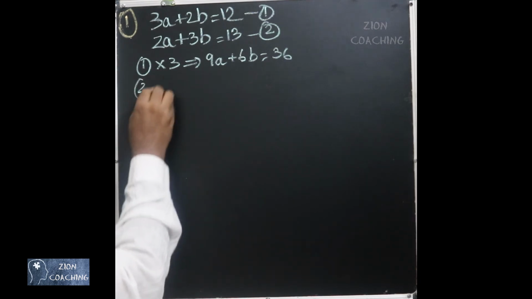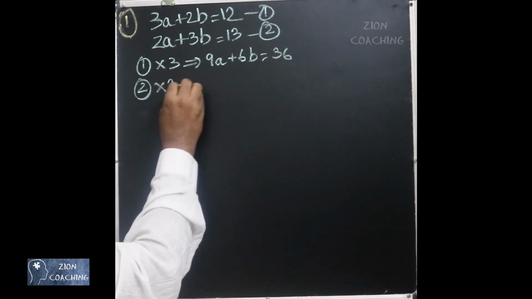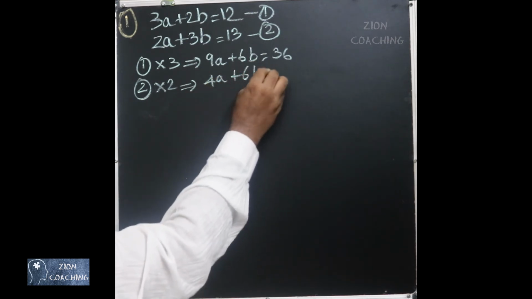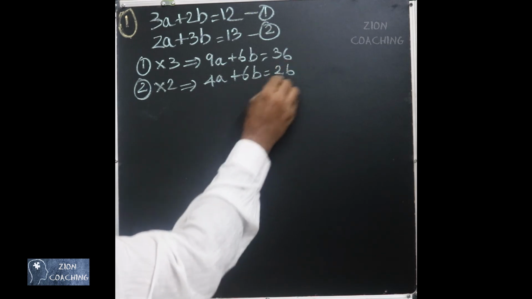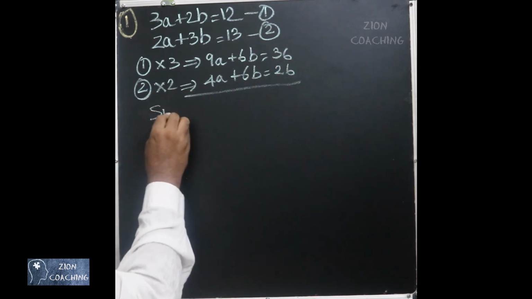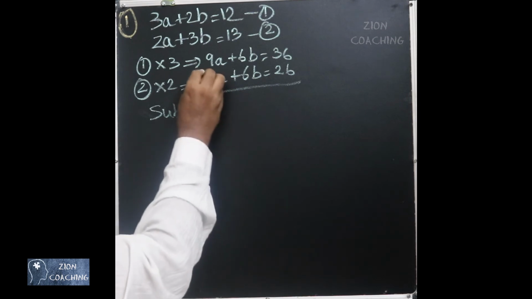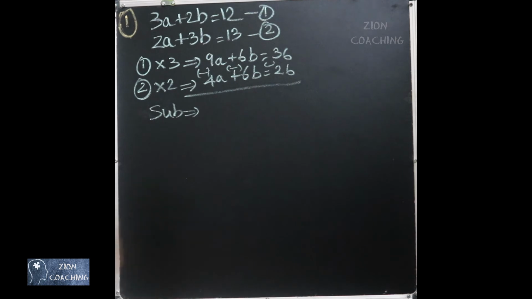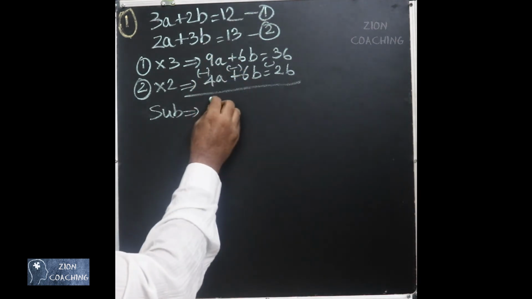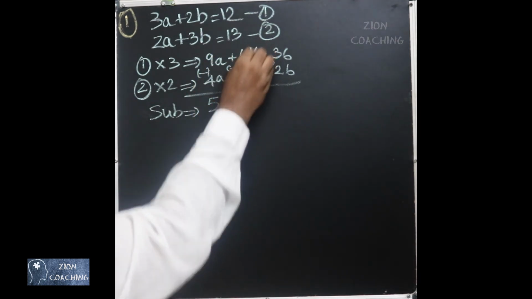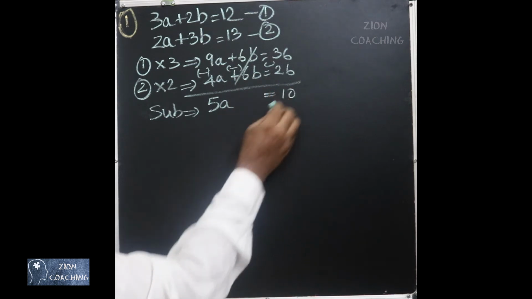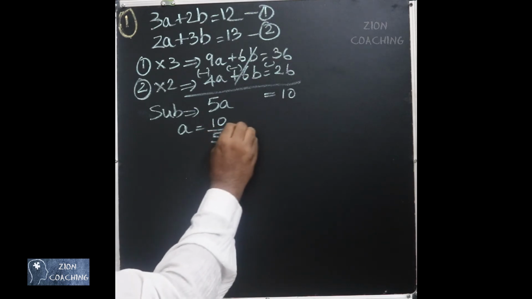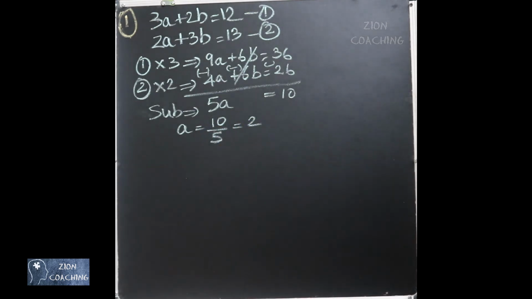Then I am going to multiply the second equation by 2. So I will get 4a plus 6b equal to 26. Now when you are subtracting, you have to change the symbol and add. 9a minus 4a will be 5a, this will get cancelled, so you will get 10. So your a value is going to be 10 divided by 5, that is equal to 2. Now we have found our a value.